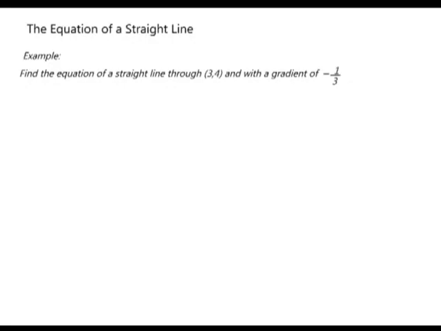In this case, we have a point and the gradient, so we do not need to calculate the gradient. We simply take an arbitrary point x, y. And then y minus 4 over x minus 3 we equate to the gradient minus 1 over 3. Notice that you can put the negative sign anywhere, either on the numerator or the denominator. It will not make any difference. So in our case, we put it on the numerator. Cross multiplication, 3 times y minus 4 is equal to minus 1 times x minus 3.